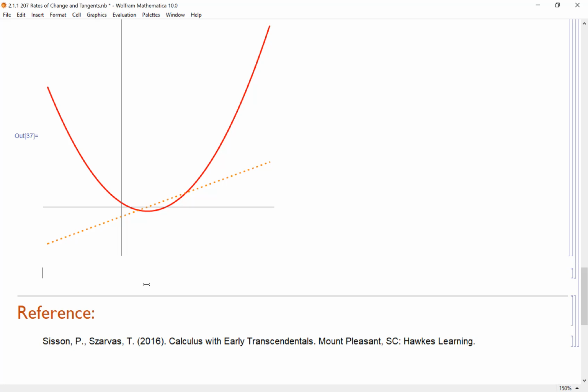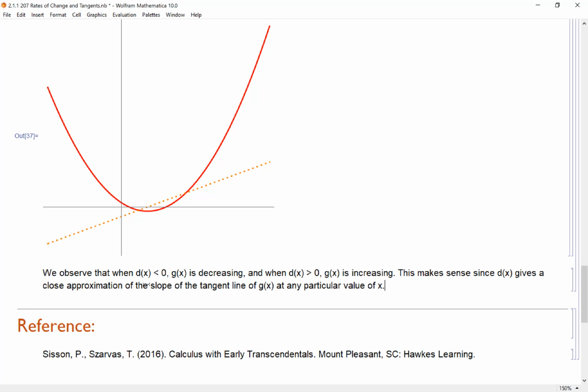So we're going to say we observe when d of x is below 0, g of x is decreasing. And when d of x is positive, g of x is increasing. This makes sense to us since d of x gives a close approximation of the slope of the tangent line of g of x for any particular value of x. So when those tangent lines have negative slopes, g of x has to be going down.